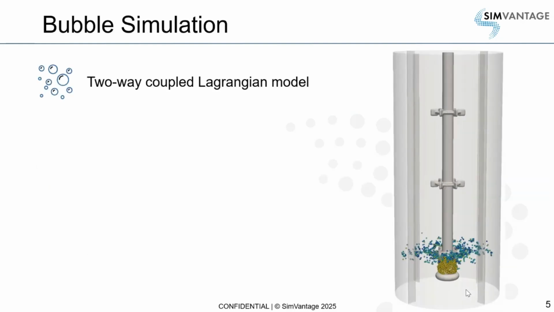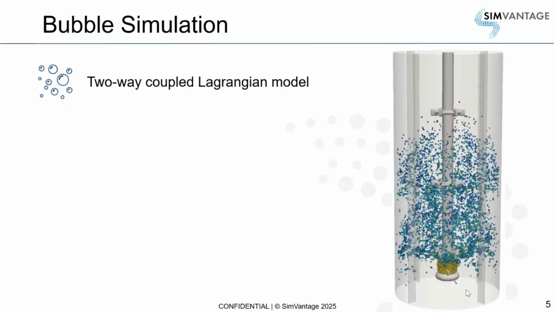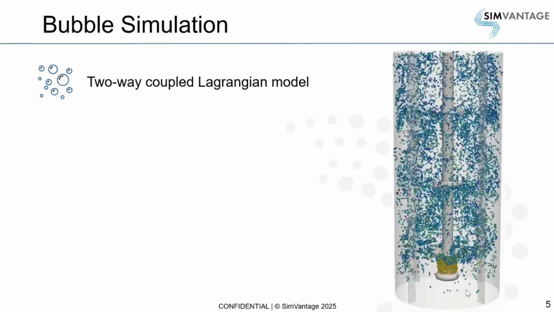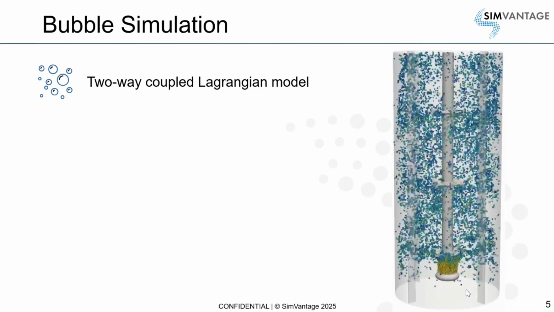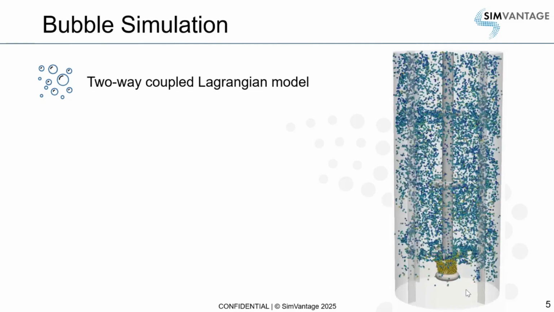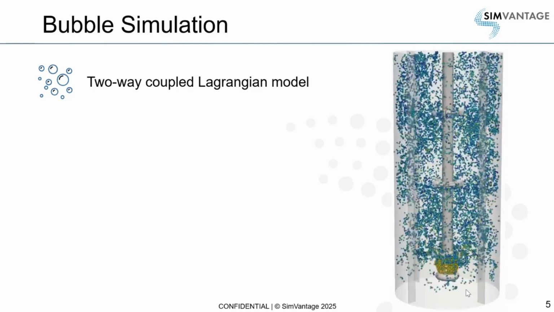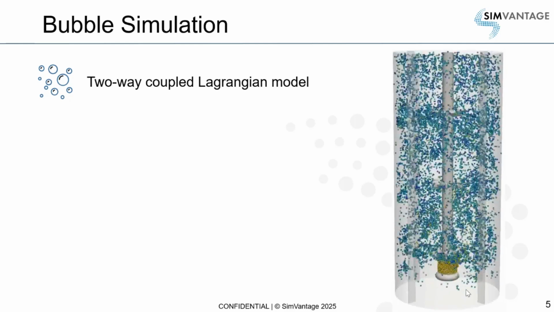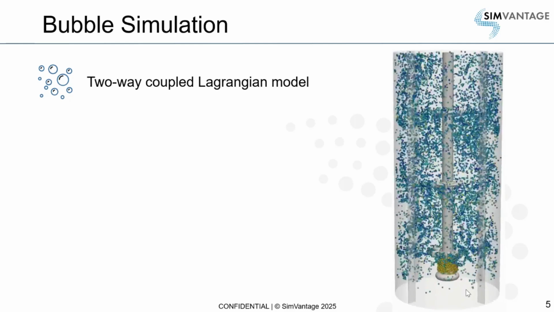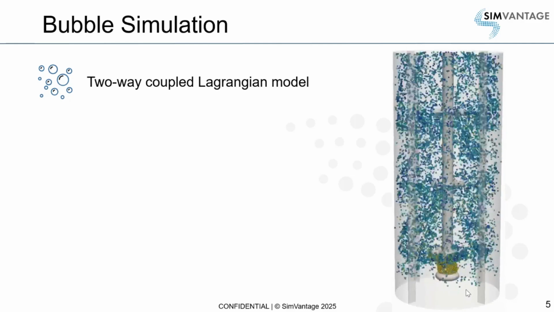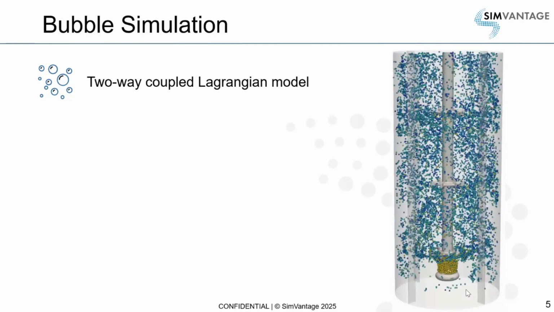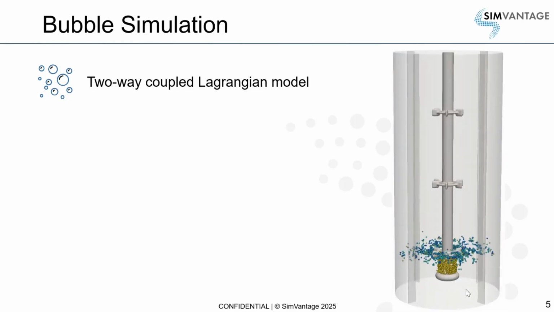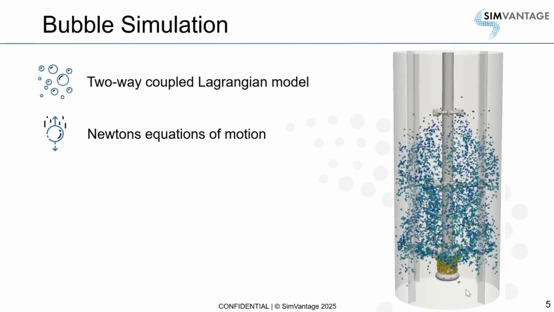And then for the bubbles, we use a two-way Lagrangian model. Lagrangian means that we follow each gas bubble individually, and two-way coupled means that not only can the liquid push the bubble around, but also can the bubble push the liquid around. This means when you have a bubble column, then the rising bubbles take the liquid with them, and then you get this rotating motion of the liquid with this two-way coupled Lagrangian model.